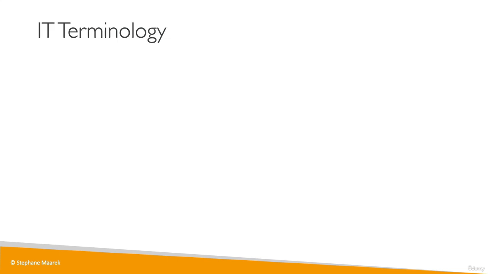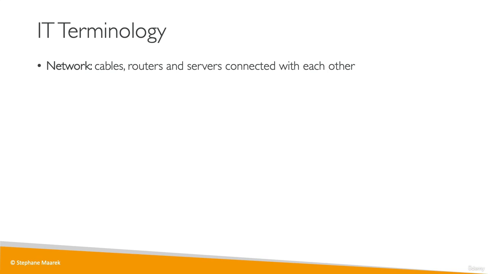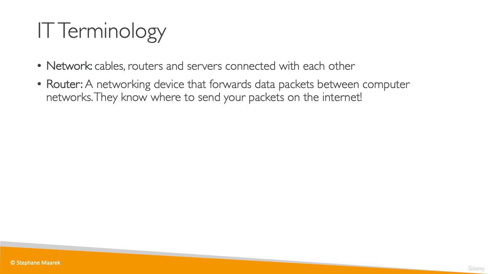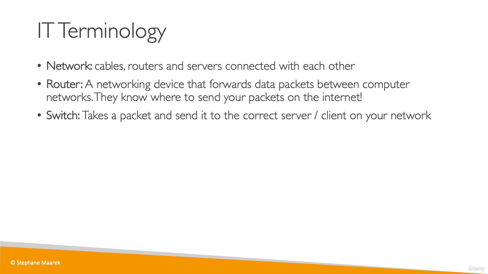So if we just want to define a little bit of IT terminology before we get started, the network is a bunch of cables, routers, and servers that are going to be connected with each other. And the router is a specific device that will forward the data packets between computers in the networks, and they will know where to send your packets on the internet, just like your post delivery service. Now, when we have a packet and it arrives at the destination, there's a switch, and the switch will send the packet to the correct client on your network.